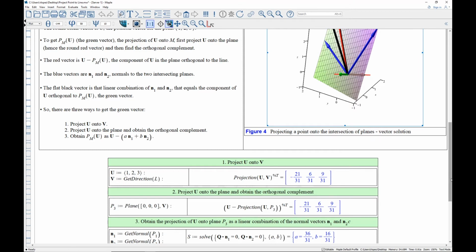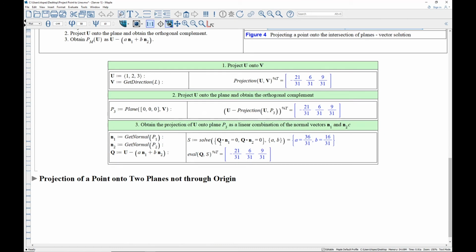vectors. So dot it with N1, dotted with N2, two equations that will determine A and B. Here's your solve command. Here are your values for A and B. Well, if you put those values for A and B back in here, you get the point of projection, the projected point, the tip of the green vector, which we have seen several times already.